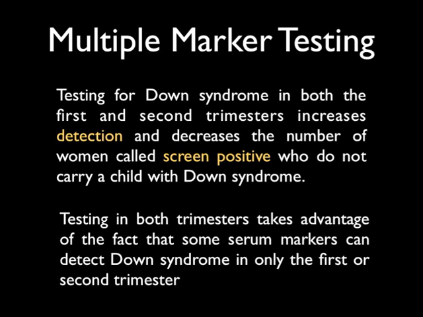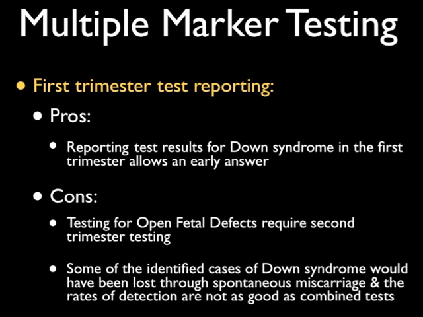So what happens with the test results for Down syndrome in the first trimester? Are they of any use in the first trimester? Well, this is a yes and no answer. The pros to reporting the test in the first trimester is that it allows an early answer, but there are cons, the most significant of which is that some of the identified cases of Down syndrome would have been lost through spontaneous miscarriage, and the rates of detection are not as good as with combined tests.